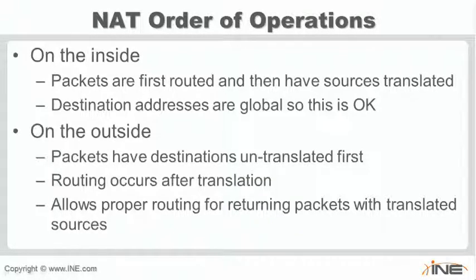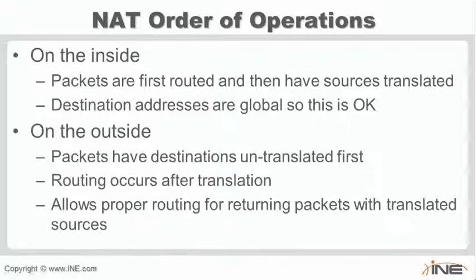Now, the idea behind this is that typically the destinations are globally significant, where those are referenced as the outside globals. So we pick what is the outgoing interface before we actually run into the translation rule. This would allow us to do separate translations on a per interface basis.